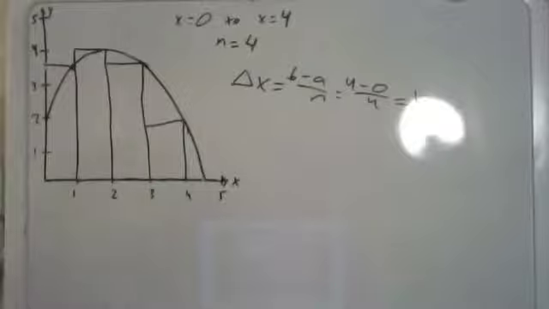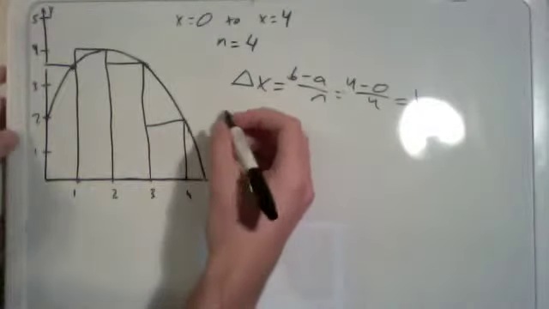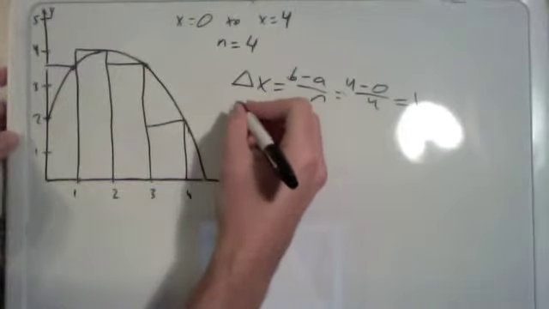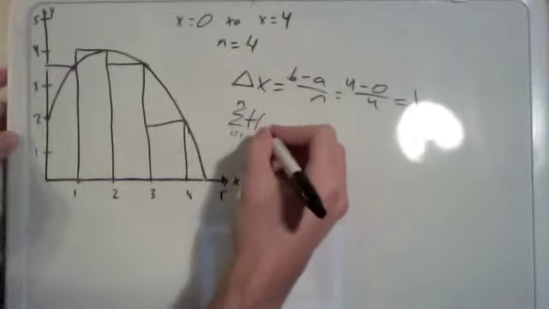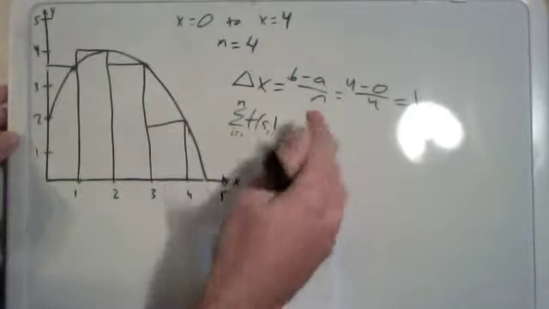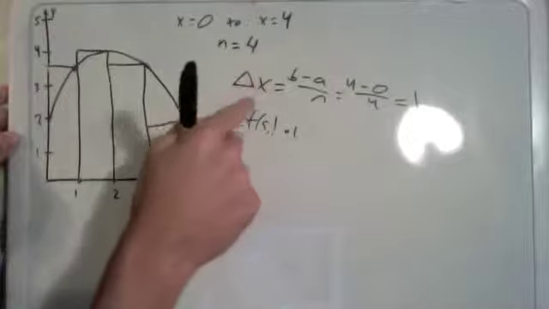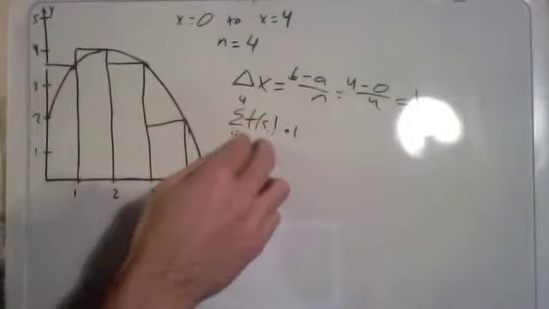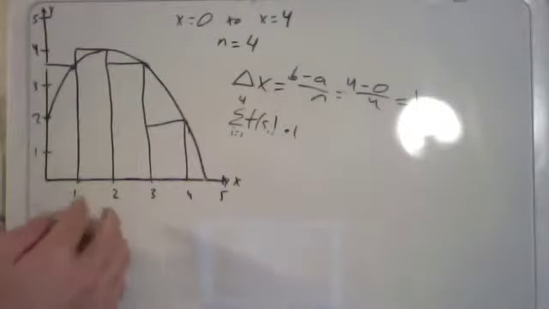So we have our delta x, and we remember that the equation looks like this. So we have our delta x, it's 1, and our n is 4. So we're going to have 4 different f of xi's, and as you probably guessed by now, they're going to be at 1, 2, 3, and 4.